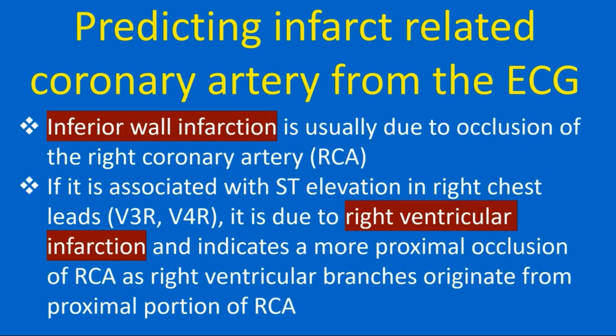Inferior wall infarction is usually due to occlusion of the right coronary artery. If it is associated with ST elevation in right chest leads, V3R, V4R, it is due to right ventricular infarction and indicates a more proximal occlusion of RCA, as right ventricular branches originate from proximal portion of the RCA.